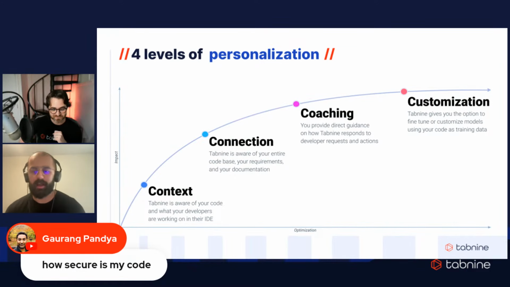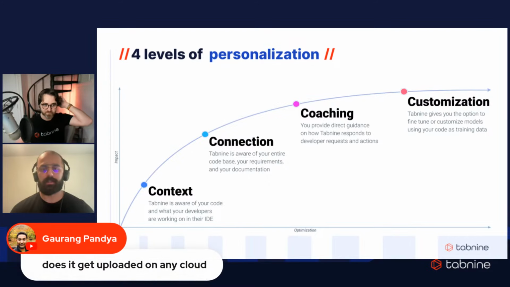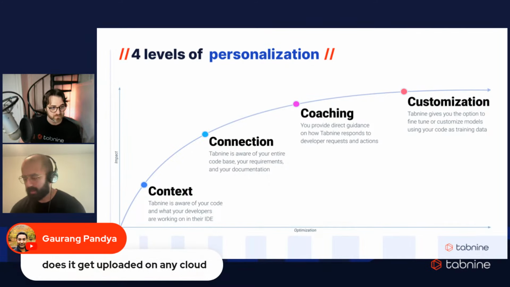So from Gaurang, how secure is my code, and does it get uploaded to any cloud? So Gaurang, with Tabnine, your code is always completely private, and we don't ever retain or store any of our customers' data. With Tabnine Enterprise, you get some additional security, highly secure deployment options. So you can deploy Tabnine on-premise, fully air-gapped behind your firewall. You can deploy it on-prem VPC as well. We also offer single-tenant SaaS with encrypted keys, and then we have a multi-tenant SaaS environment with full encryption there as well available. So, yeah, your code is always completely private and secure.